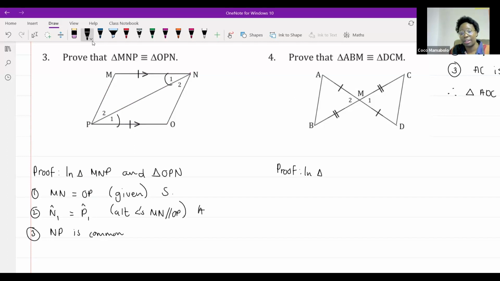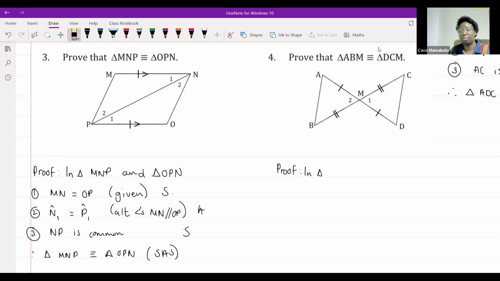Okay, that's an angle and that's a side, and lucky for us, therefore triangle MNP is congruent to triangle OPN. My reason here, as it's been written, side, angle, side. There we go. That's our reason there. Okay, lovely. Let's go to the last one.